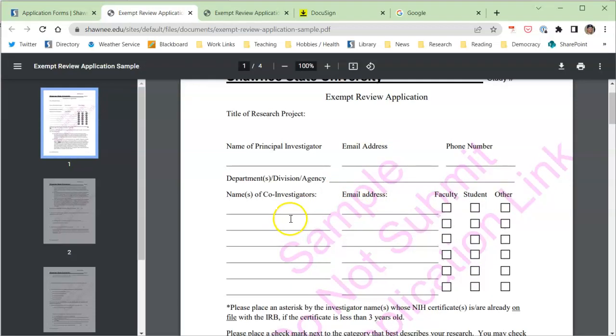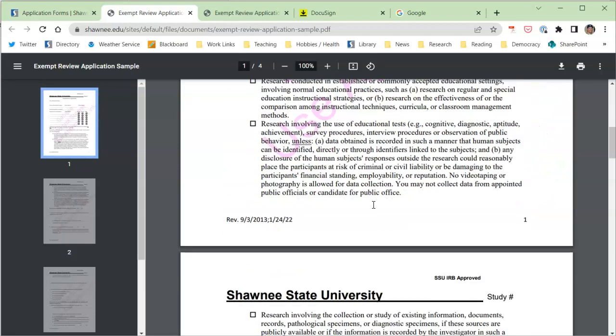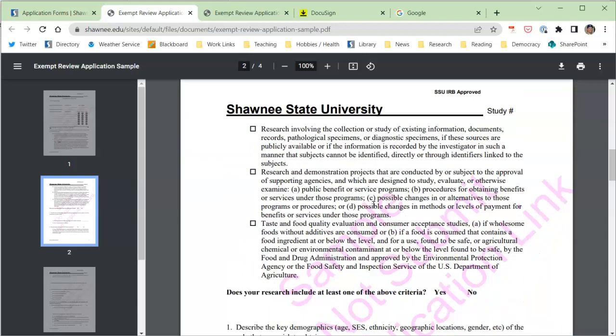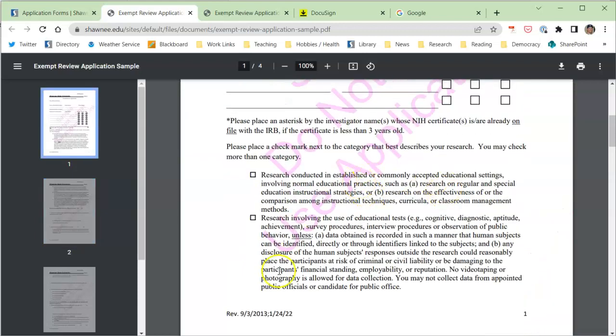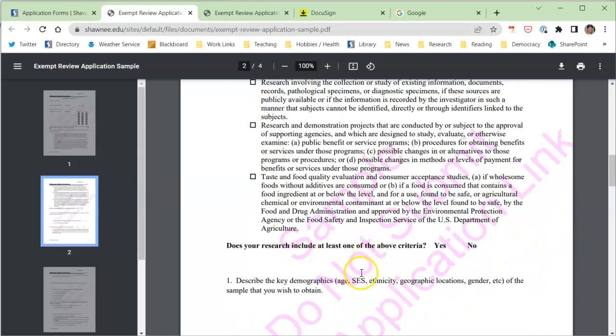So you would take a look at the PDF, and this is the exempt review application. There's questions about who's conducting the study, what kind of research is it, where is it being done, and in order to have an expedited research that you should have, it should be one of these cases here. So you choose what works, what's most accurate for your project.